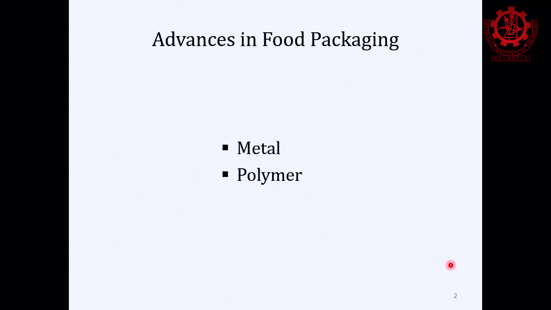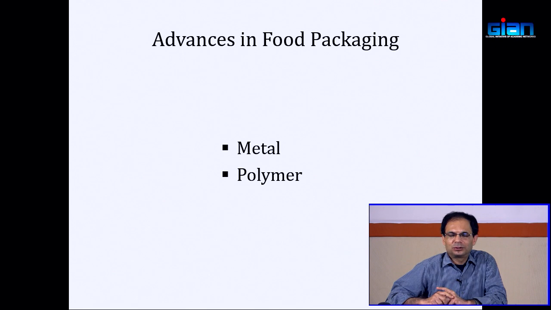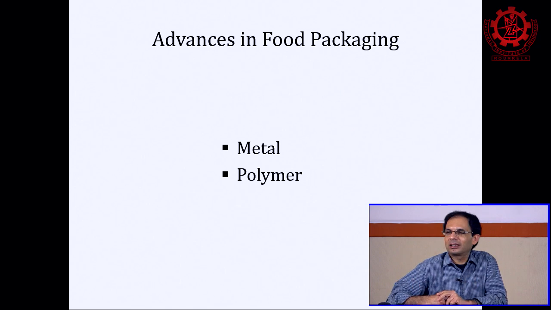So, we have four materials which are normally used for packaging: metal, glass, cellulose-based, and polymer, right? So in terms of glass, not too many advances, just the glass. What are the advances that have happened over the years in glass?